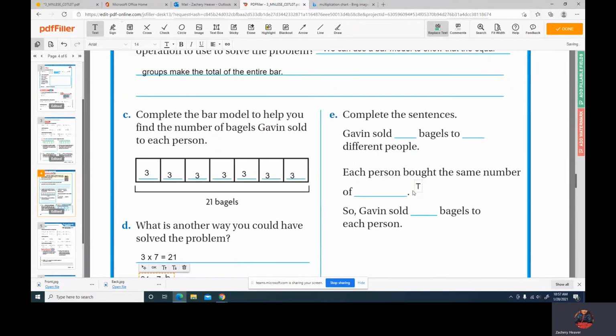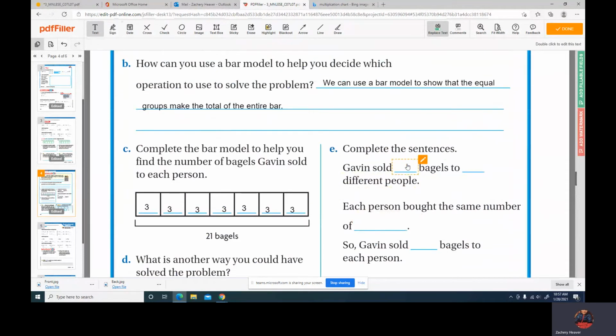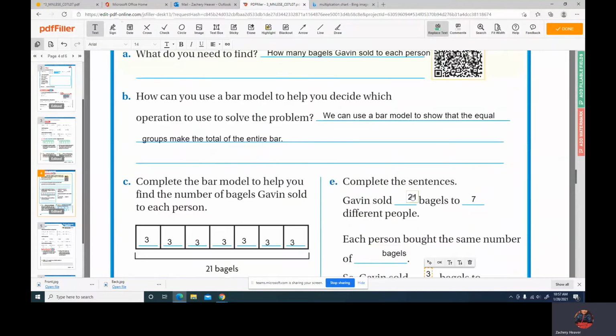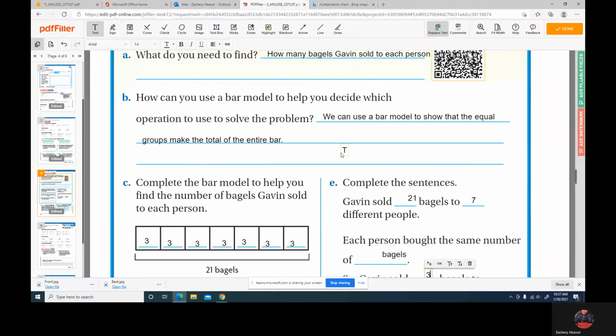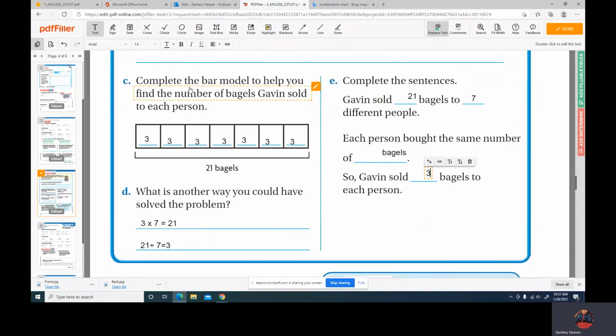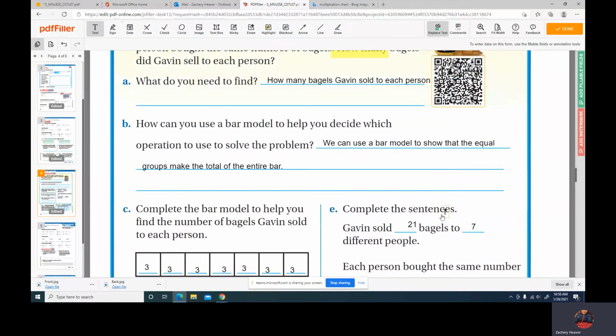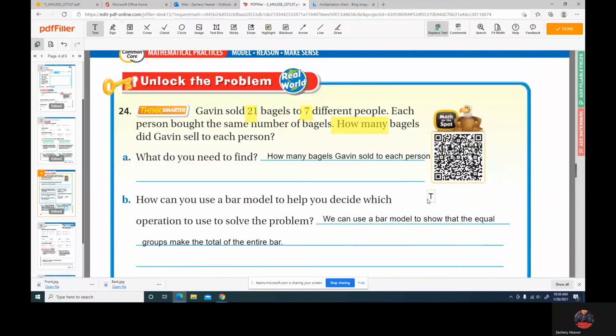So we know that Gavin sold 21 bagels to 7 different people. We know that each person received the same number of bagels. We know that he sold 3 to each person. Okay. I know this is a big page, but if you have to pause it, please do. So this is the bottom half. Pause it right now if you need a copy. Okay. And then this is the top half. If you have to go back, pause it right here and get this.